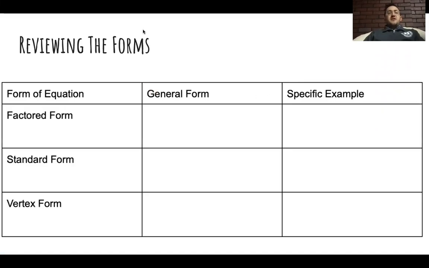So just to review here, we have 3 major forms of quadratic. We're going to write down what they look like in general, and also specific examples, just so you can see them side by side. A general form of a factored form could be a times x minus b times x minus a. And a specific example, maybe I'll play around and have 2x minus 1 times x plus 5 or something like that. So that would be a specific example.